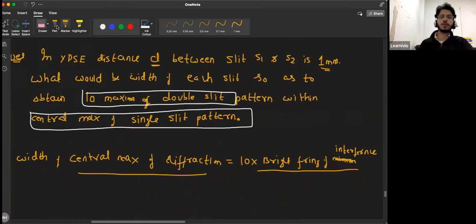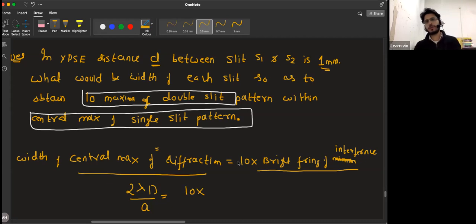What is the relation for the linear width of the central maxima of diffraction? What is the expression for the linear width of the central maxima of diffraction? So the linear width of the central maxima is 2 lambda capital D by a, I guess. And what is the fringe width in interference? What was the expression for fringe width in interference?